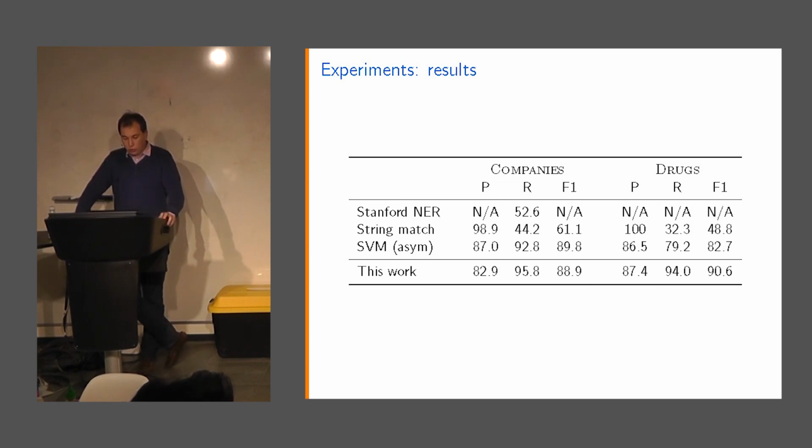The last one, the SVM, is just training an SVM with asymmetric cost for the positive examples and the unlabeled examples, which is something that's worked quite well for PU learning. And finally, the method that I've presented obtains results which are very similar to the asymmetric SVM.